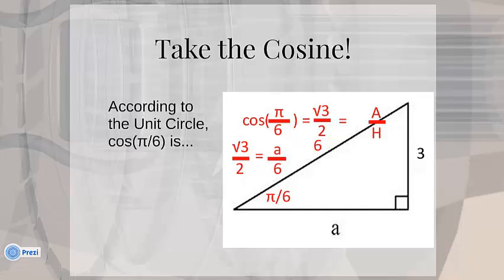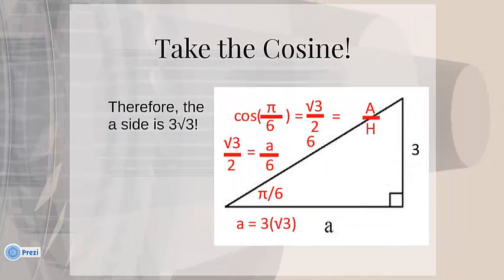So, if the cosine of pi over 6 is equal to the square root of 3 over 2, and the cosine is equal to the adjacent side over the hypotenuse, remember SOHCAHTOA, then the square root of 3 over 2 must equal the length of side A over 6. You following? Using algebra, we move things around and learn that A must equal 3 times the square root of 3. Again, not scary.